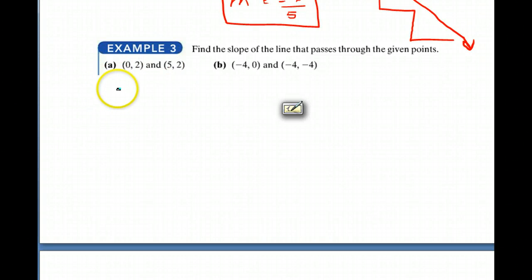Okay, at this point you should be ready to check the work for examples A and B. Good practice is to go ahead and write down that formula so that you have it there in front of you.